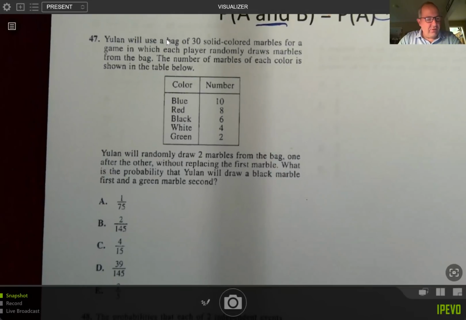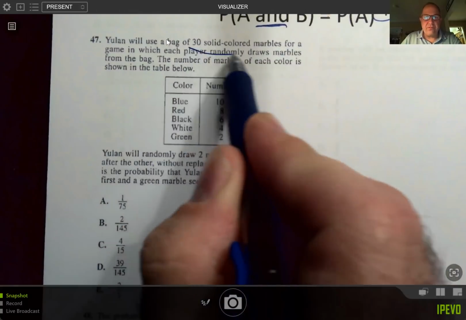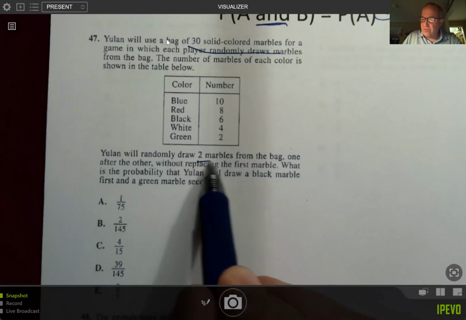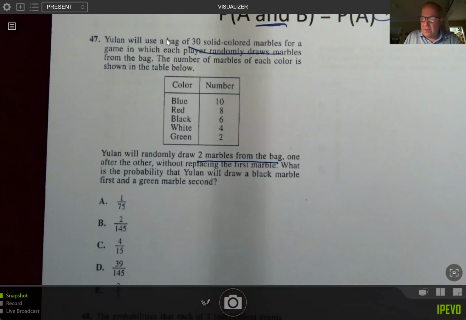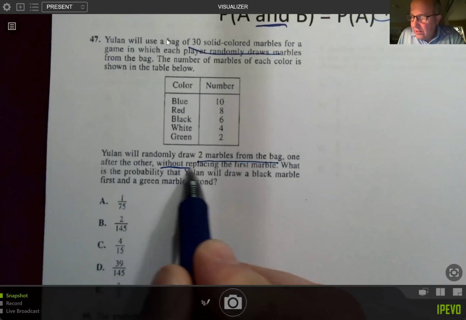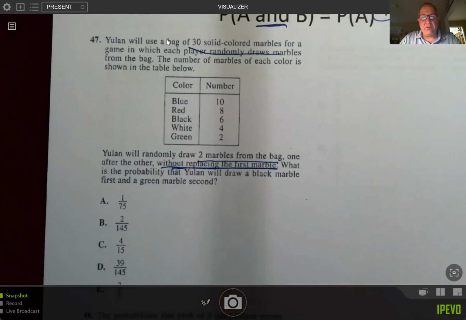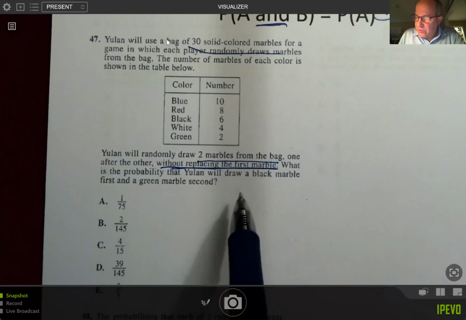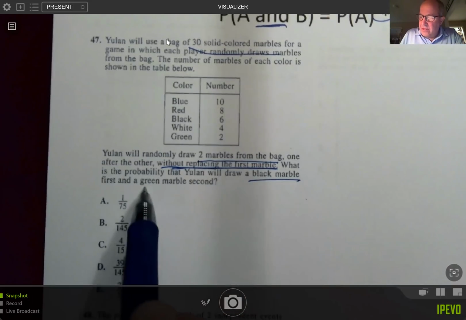This is question number 47 from the ACT, and it's really not that bad. It says you've got 30 solid colored marbles and the player is randomly drawing marbles from the bag. Here's how many marbles are of each color. You're going to be picking 2 marbles from the bag, one after the other. And the key is without replacing the first marble. So when I pull a marble out, there'll only be 29 marbles to pick from. What's the probability that this person will draw a black marble followed by a green marble?